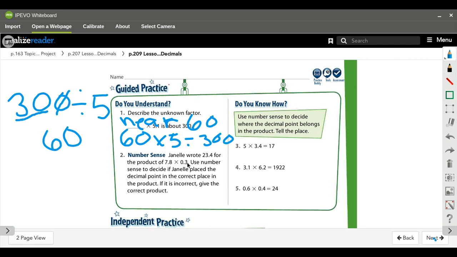And we said that if I have a factor that's less than 1, my product needs to be less than that other factor. That's not the case here. 23 and 4/10 is way larger than 7 and 8/10. So she is not correct. Okay, so she's incorrect. The best place to put the decimal is going to be between the 2 and the 3, 4. And by putting the decimal between the 2 and the 3, that tells me that I am less than. So it makes sense now.